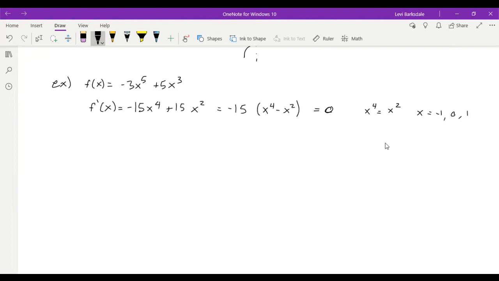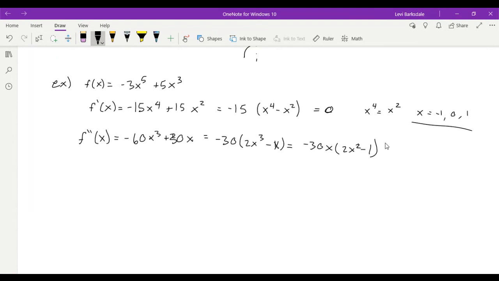We also need to find our second derivative. And to do that, we can just take the derivative of the first derivative. So that's negative 60x cubed plus 30x, which is negative 30 times 2x cubed minus x, which is negative 30x times 2x squared minus 1. Just like that. And in order to determine whether these points are maximums or minimums, we can plug them into our second derivative.